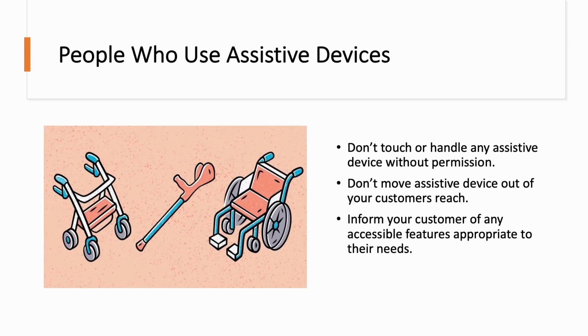Assistive devices. When trying to assist people who use assistive devices, do not touch or handle any assistive device without permission. Do not move assistive devices out of your customer's reach. This includes canes, walkers, etc. And inform your customer of any accessible features appropriate to their needs. For example, public phones with TTY service, accessible washrooms, elevators, etc.